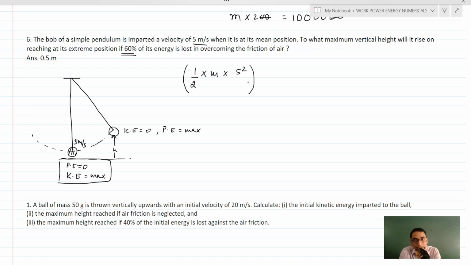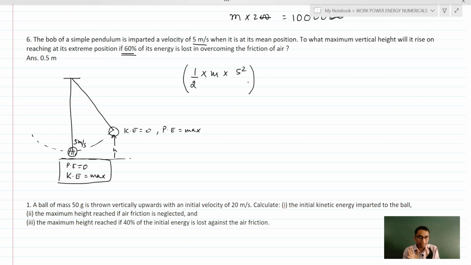But here, as the bob starts moving upwards, it faces the air resistance. There is a collision of the bob with the air particles, due to which some amount of energy is lost in the form of heat. So 60% is lost in overcoming the air resistance. So what is left at the maximum height? 40%.